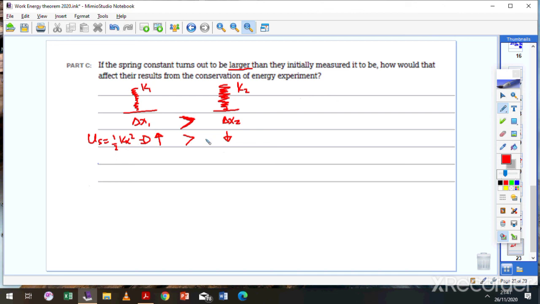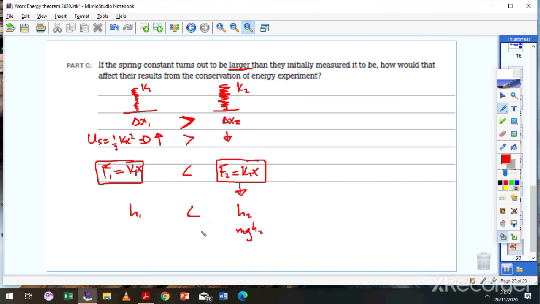However, and this is where it gets interesting, because spring 1 has a smaller spring constant, the force exerted, because remember force is equal to kx, the force exerted on the mass that is being shot up is going to be smaller because K1 is smaller than K2. The force exerted on the mass in this case is going to be smaller than the force exerted in that case, right? So in this case, this object will shoot up higher. The second height will be bigger than the first height, meaning that gravitational potential energy here will be bigger than gravitational potential energy here, right?